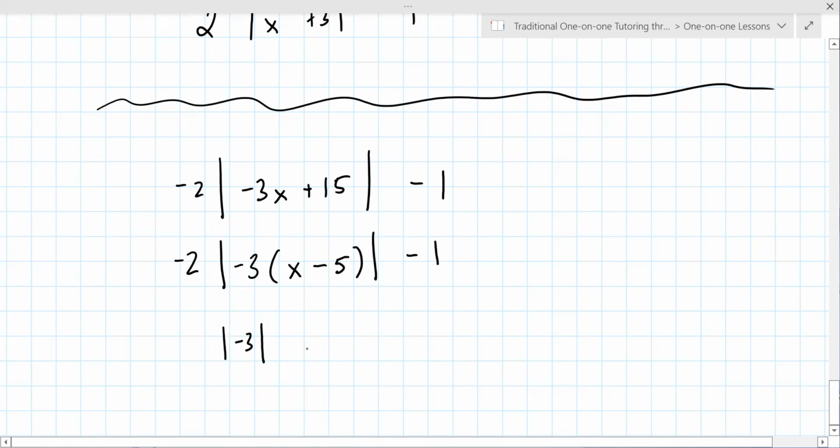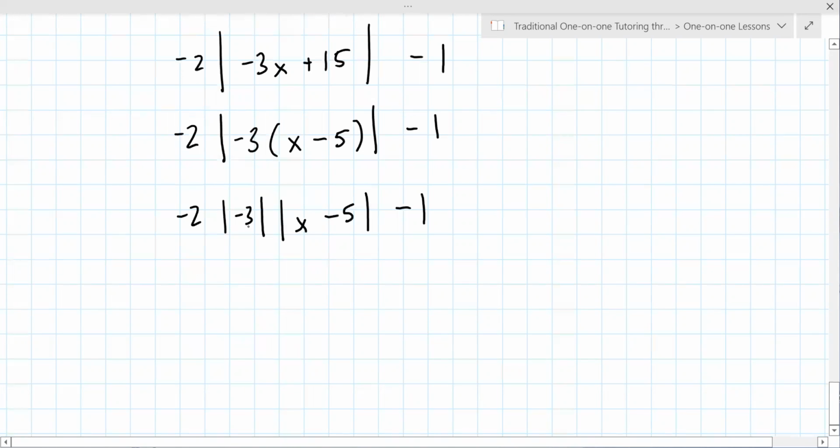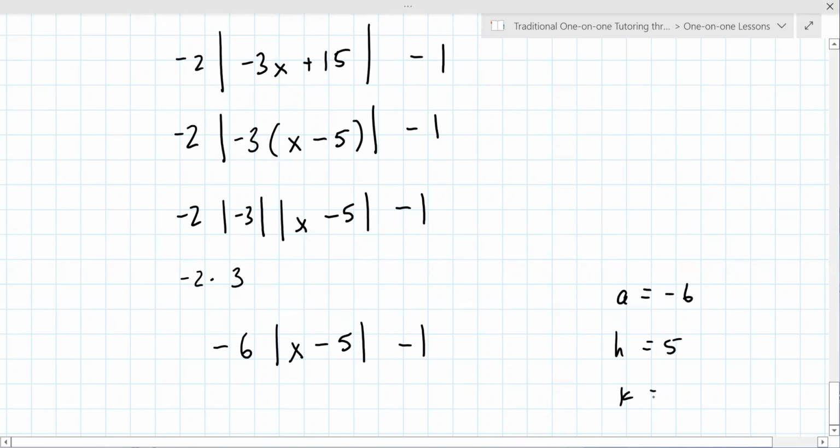It's -3 absolute value x minus 5, and then you bring this -2 down. So now the absolute value of -3 is 3, but you're multiplying it by -2. That's why it stays negative. Absolute value x minus 5, minus 1. So now the value of a is -6. The value of h is 5, and the value of k is -1.